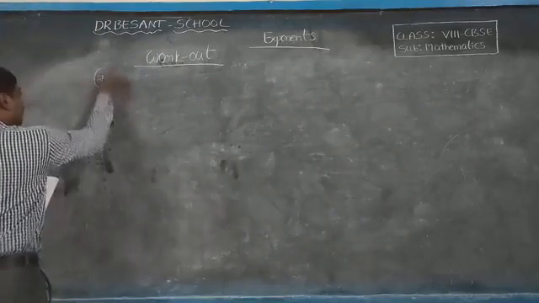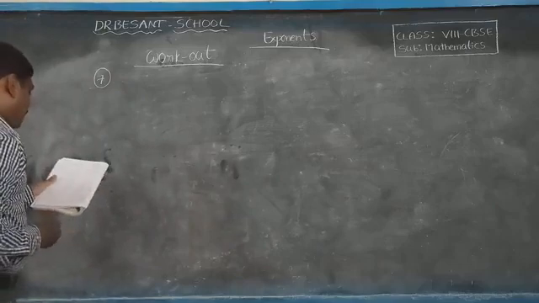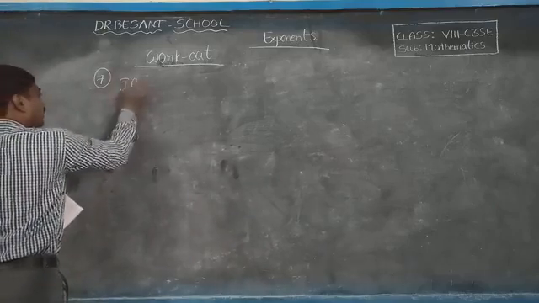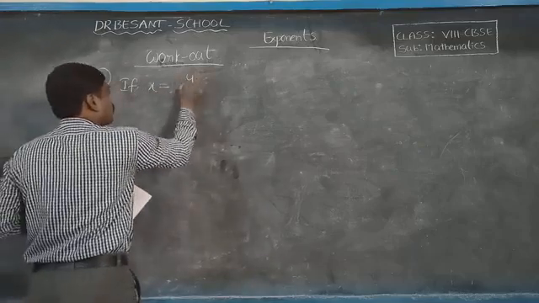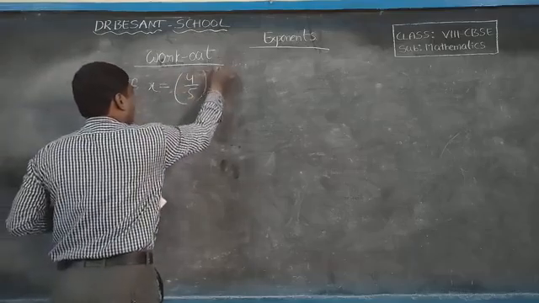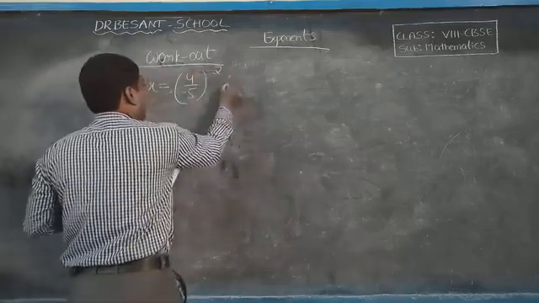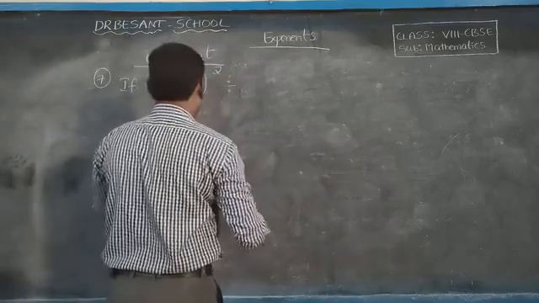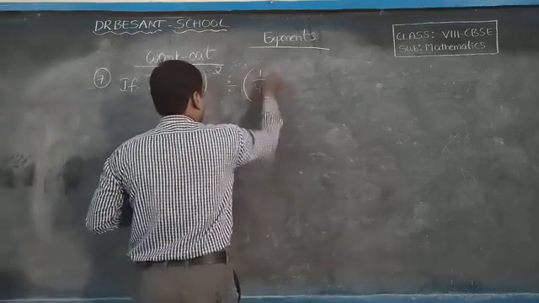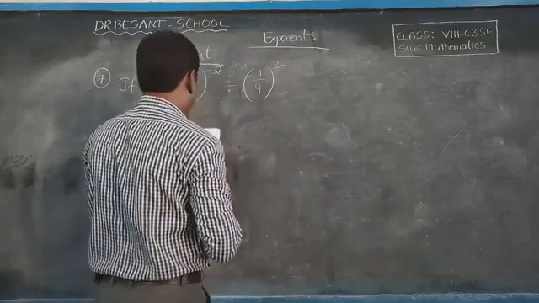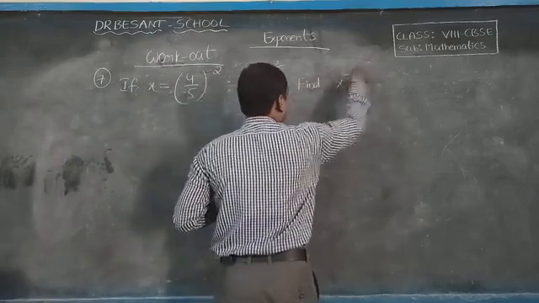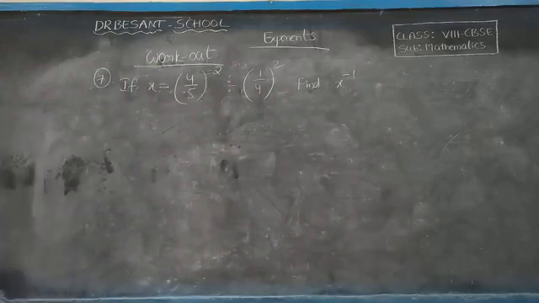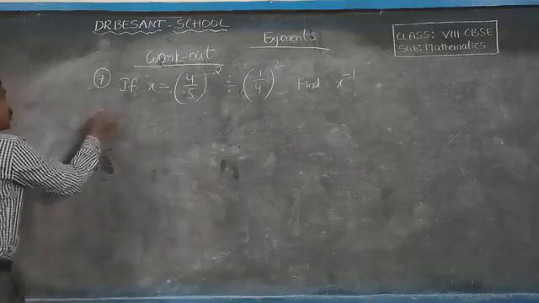This is problem 7. If x is equal to (4/5) whole power minus 2 divided by (1/4) whole square, find the value of x power minus 1. See. Now, solution.